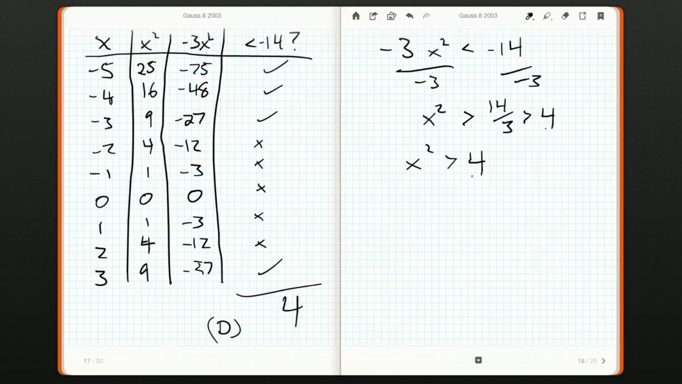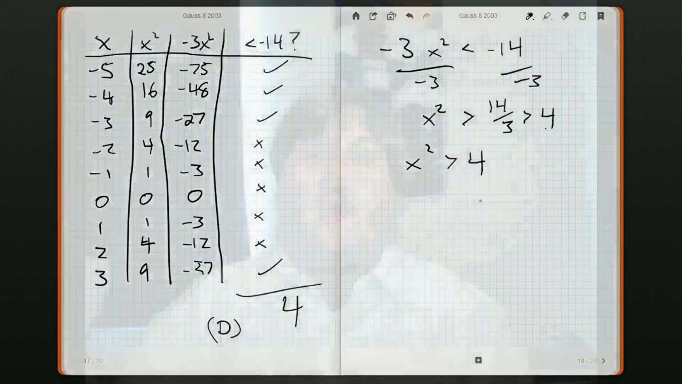And if you want to, you can stop there and say, well, that rules out -2, -1, 0, 1, and 2, and the rest are all fine. Or we could go a step further. Now, if you go a step further, it's going to be kind of tricky, because we're going to want to cancel out this x squared here.